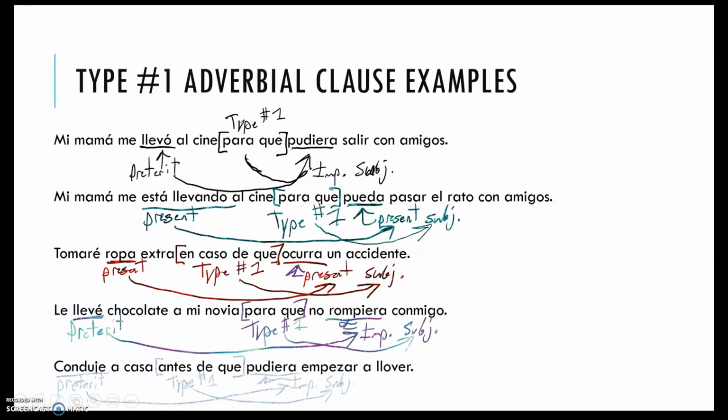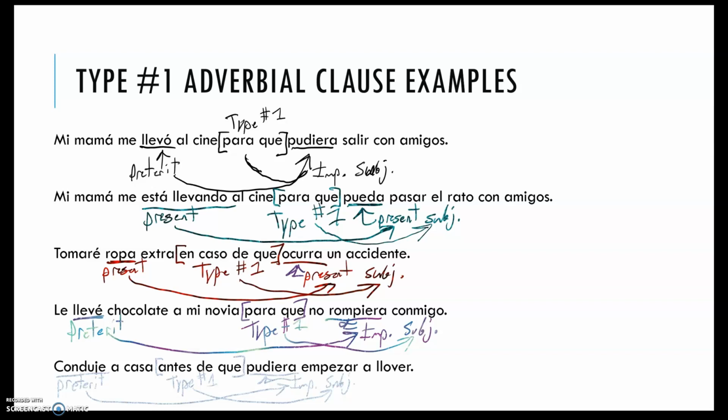Now, here are some examples. For type number 1, for our first example, mi mamá me llevó al cine para que pudiera salir con amigos. And we see para que, type number 1 adverbial clause, so that indicates pudiera will be subjunctive. And then we look back and see llevó is preterite, so that also indicates that pudiera will be imperfect subjunctive.